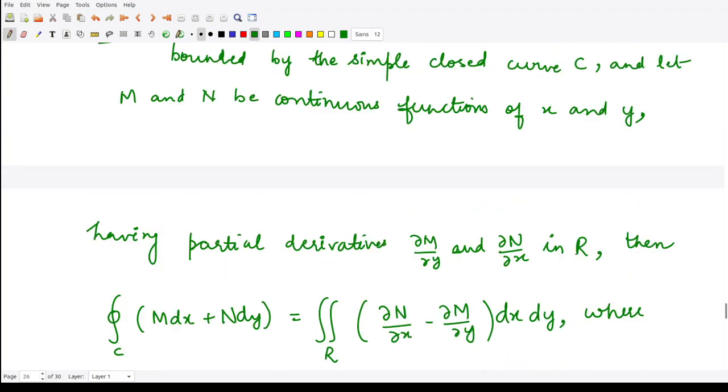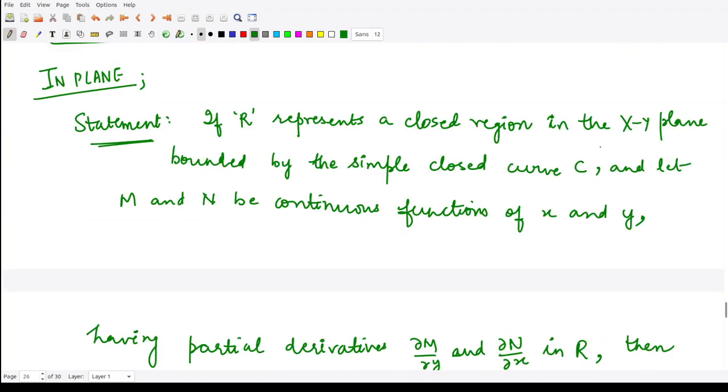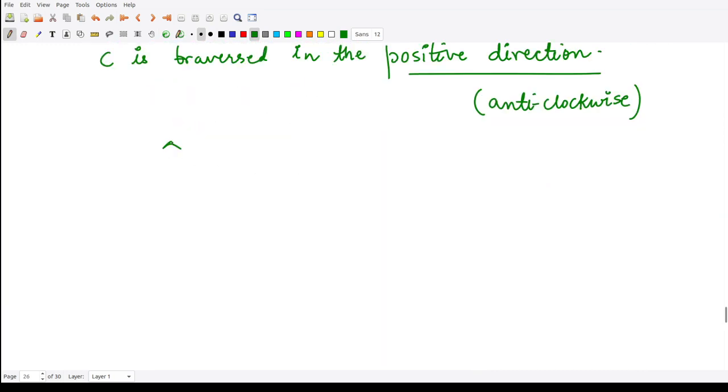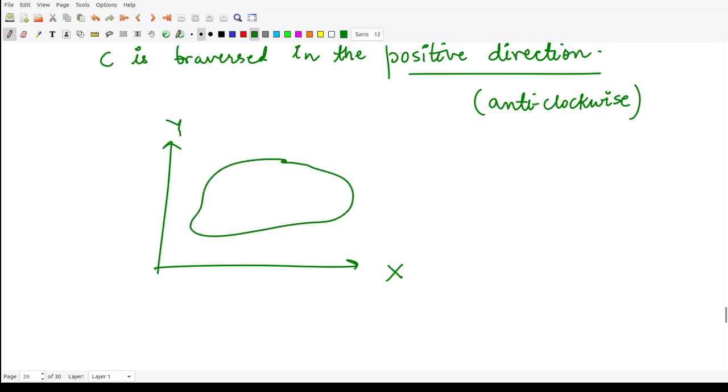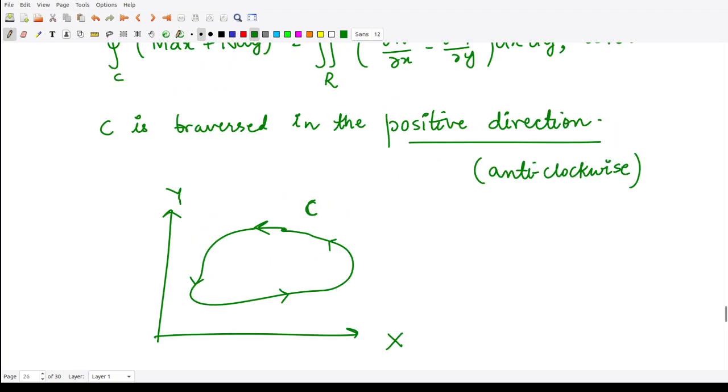So here we are given some region in the xy plane. Some curve C is also given to us. So suppose this is our x axis, this is our y axis. Some region here is given to us. Suppose this is the curve C. So here the direction is taken to be this anti-clockwise direction. Why? Because in this direction this integral is taken to be positive.